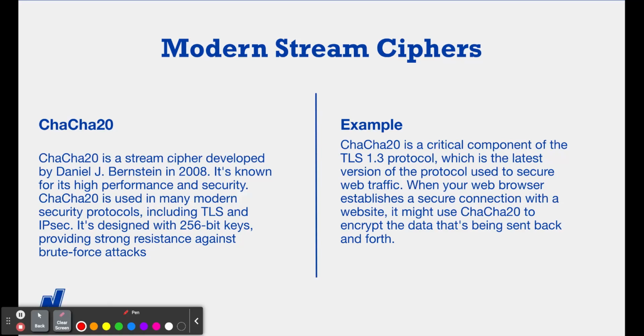Okay, cool. We're going to be talking about modern stream ciphers, a couple different ones. We're going to be talking about ChaCha20, developed by Daniel Bernstein, a modern stream cipher known for its robust security and high performance. It is widely used in several modern-day security protocols, including TLS and IPsec. One of the strengths of ChaCha20 is that it runs on a 256-bit key, offering high resistance against brute force attacks.